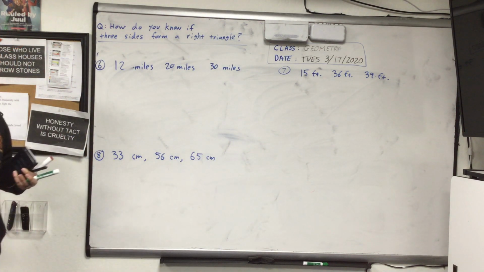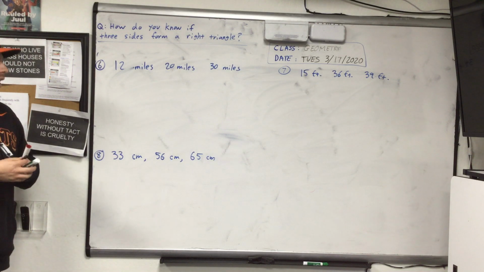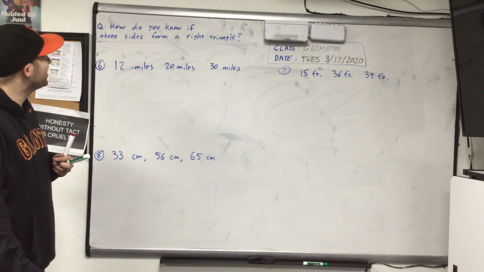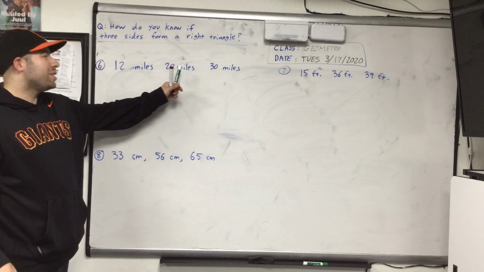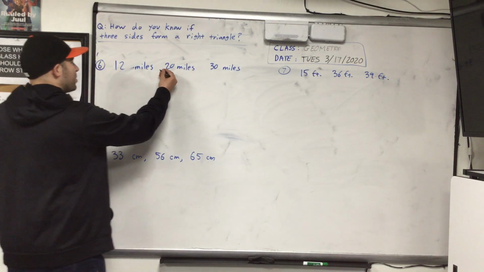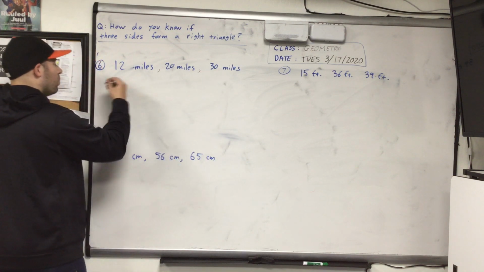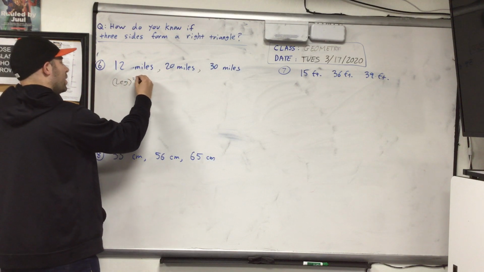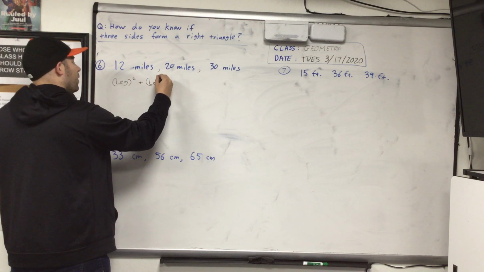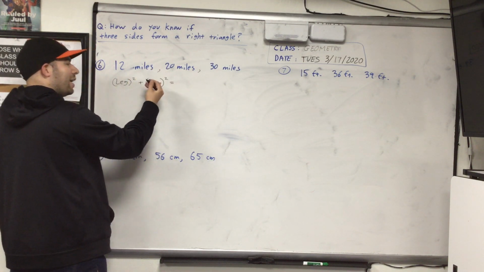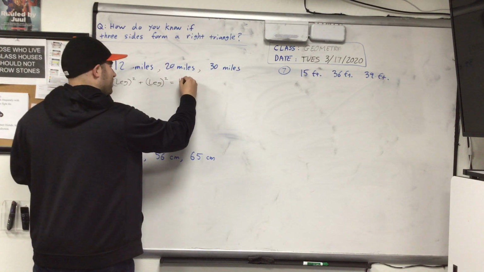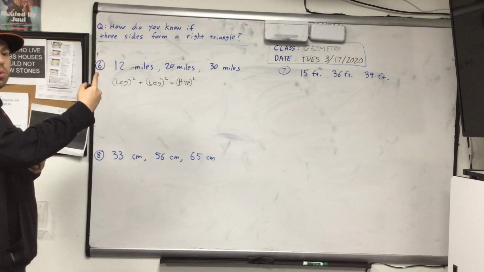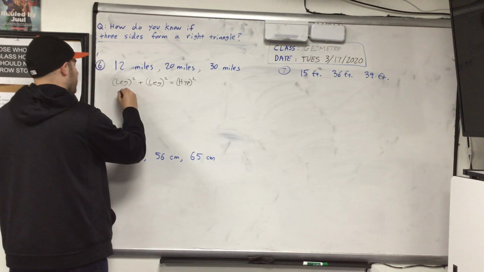All right, so let's check these out. Can I get a right triangle? Wow, that's a really big triangle if I'm measuring that in miles. 12 miles, 20 miles, 30 miles. Let me just put commas right there just to make it neater. So once again, let's use the Pythagorean theorem. Leg squared plus leg squared equals hypotenuse squared. First things first, can you tell me the legs and the hypotenuse? Good. 12 squared plus 20 squared should equal 30 squared.